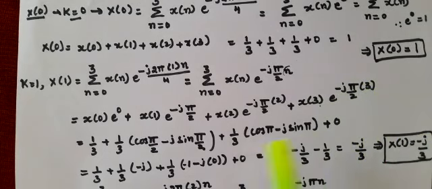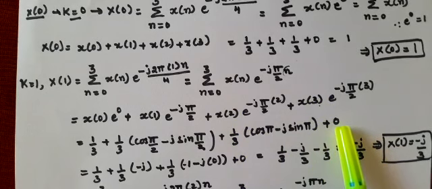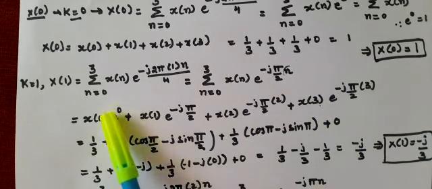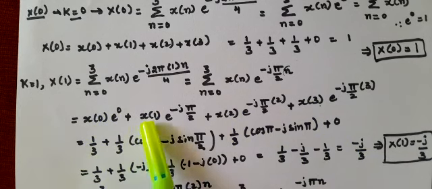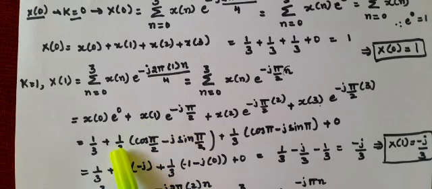multiplied by 3. X of 0 value is how much? 1 by 3, x of 1 value is 1 by 3, x of 2 value is 1 by 3, x of 3 value is 0. So, what is e to the power 0 value? 1. So, the first term is coming to be as 1 by 3, x of 1 is equal to 1 by 3, e to the power minus j pi by 2.